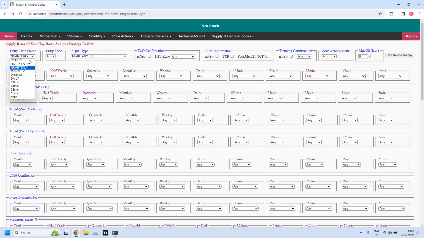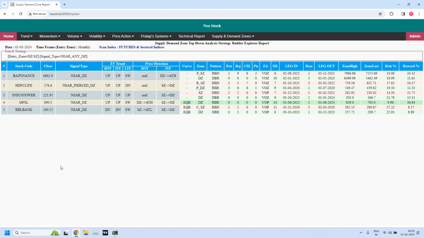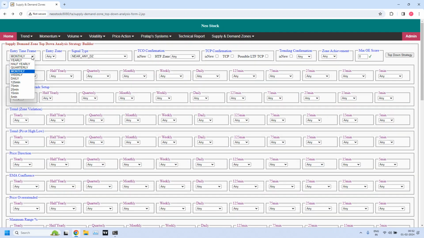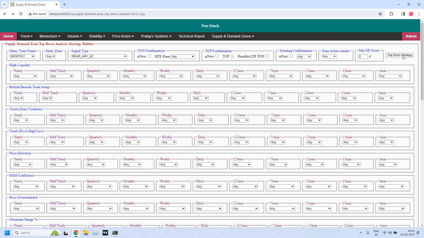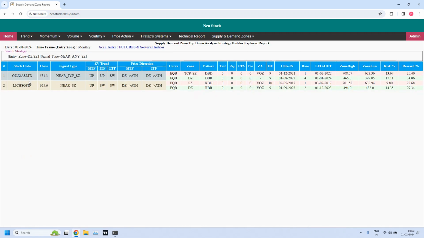Let me go back and change the time frame to monthly, and let us find the stocks near monthly demand zone. So 5 stocks are near monthly demand zone. So let's go back. For monthly time frame, let us find the stocks near monthly supply zone. So 2 stocks are filtered.